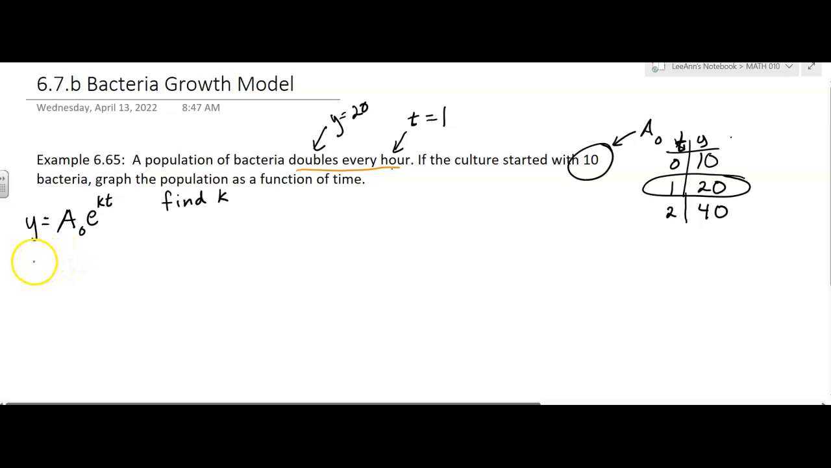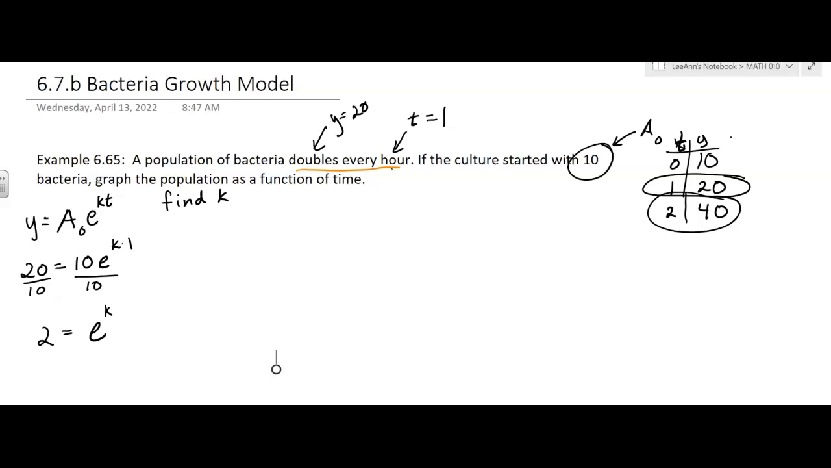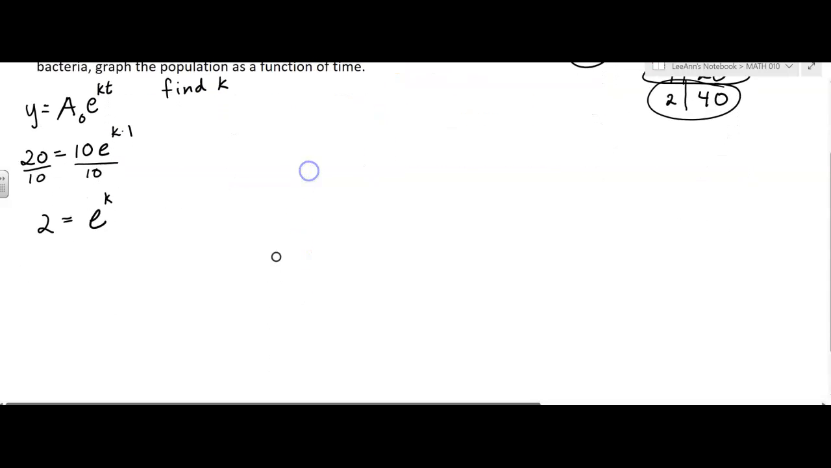So we know that when there's 20 bacteria, the a naught was 10, and then we had e to the k times 1. We'll put it like that because our time was 1 hour. So this is just a piece of data that we know. And you can say, well, why didn't you use the 2 and 40? You could do that, but probably it's easier to use 1. Okay, so first thing we would do is divide by 10. So we'd get 2 equals e to the k power, and then we're going to just either convert it to a natural log or think about taking the natural log of both sides. That's what we did in previous equations. We said natural log it.